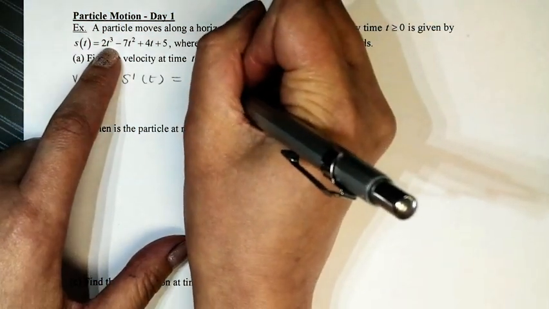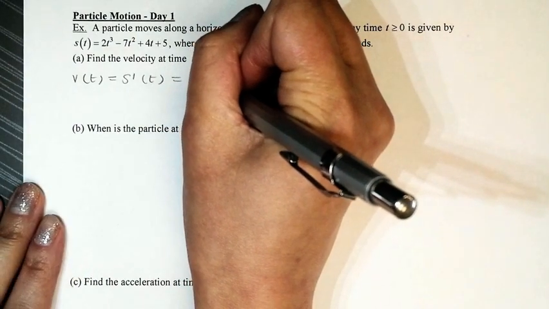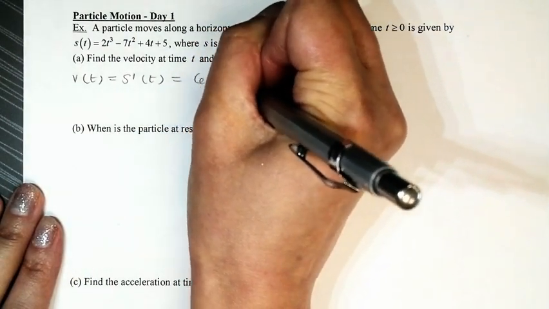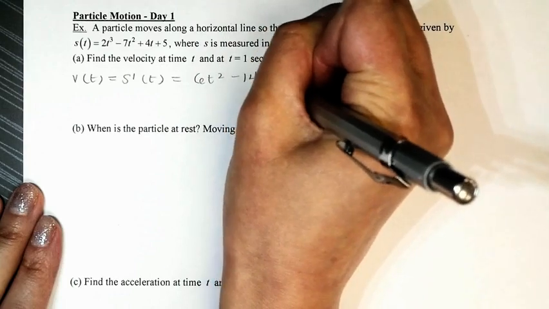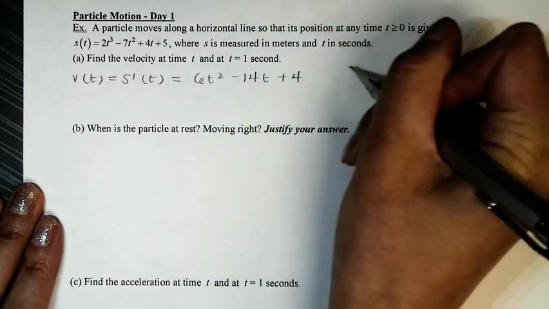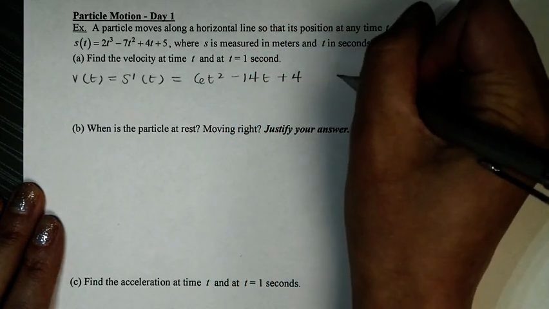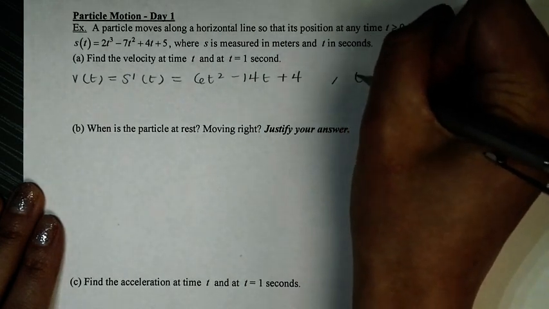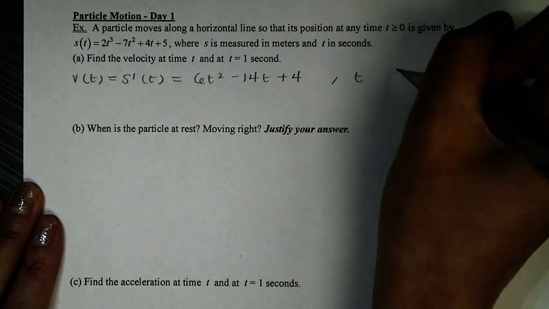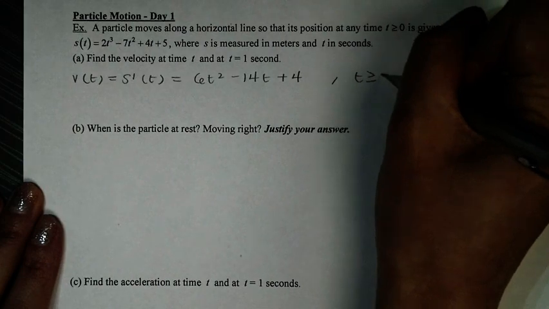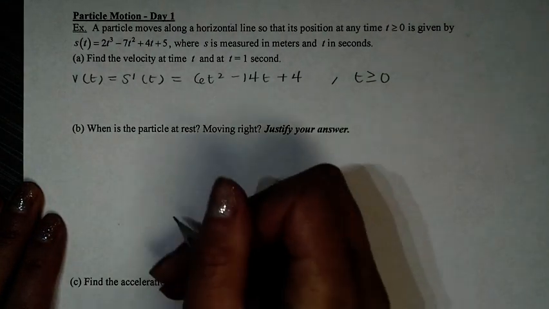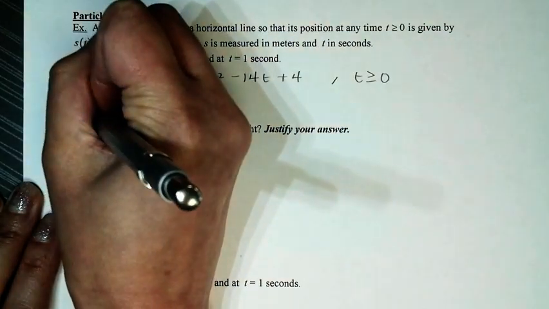So you know that you are going to use the power rule. What you're going to have here is 6t^2 minus 14t plus 4. So this is going to be your beautiful equation for velocity. The next thing that you inherit from the beginning of the problem is that t must be greater than or equal to 0.